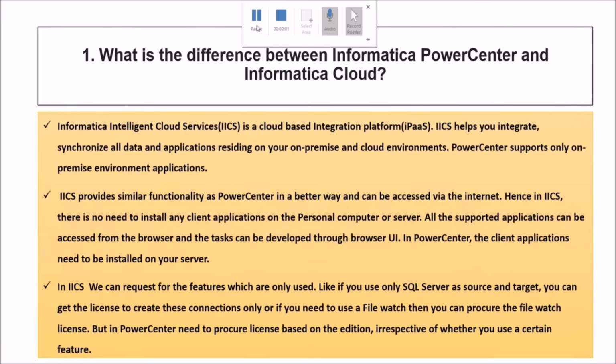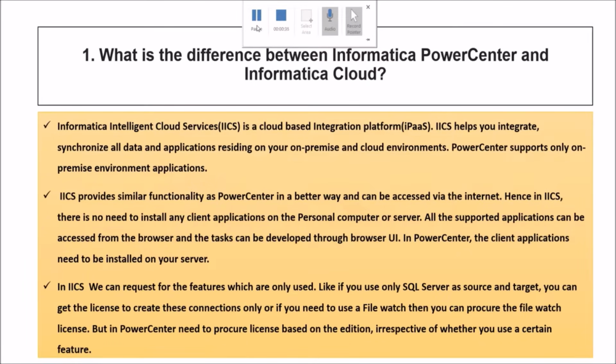The first question is, what is the difference between Informatica PowerCenter and Informatica Cloud? So the answer is Informatica Intelligent Cloud Services, nothing but IICS, is a cloud-based integration platform, which is nothing but iPaaS. IICS helps you to integrate, synchronize all data and applications residing on your on-premise and cloud environments. But when it's coming to PowerCenter, it only supports on-premise environment applications.